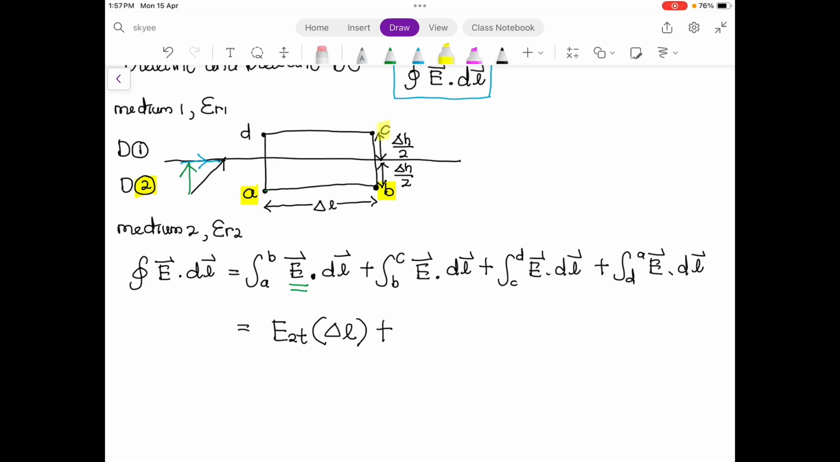BC. BC is over here, so you are integrating it. You have to break it into 2 because this part belongs to medium 2 and this part belongs to medium 1. So it will be equal to the electric field in medium 2, and this is the normal component because it is in this direction, multiplied with the length delta H over 2, and then plus the electric field in medium 1, normal component, multiplied with the length.